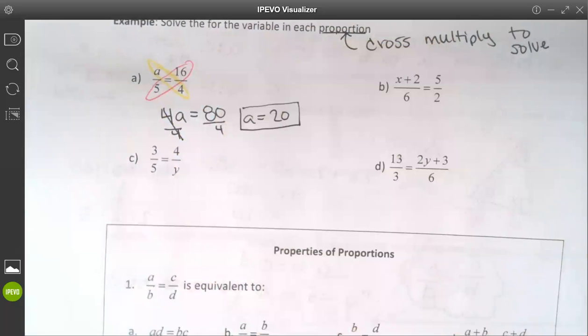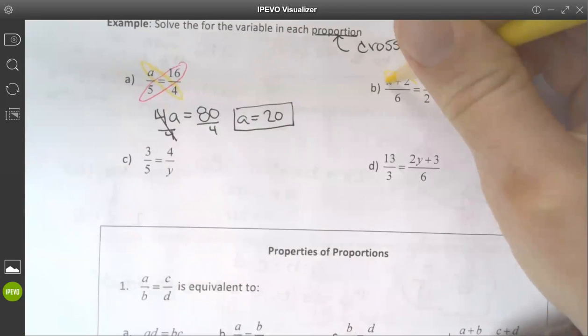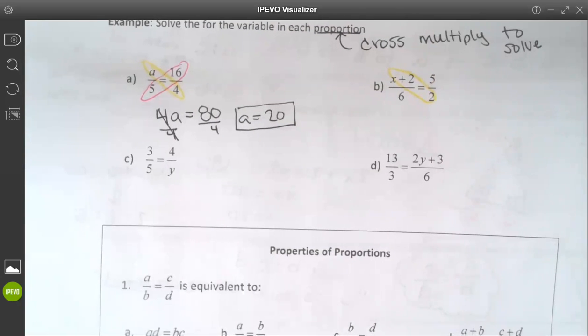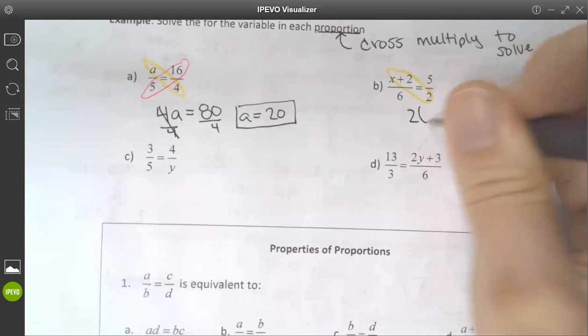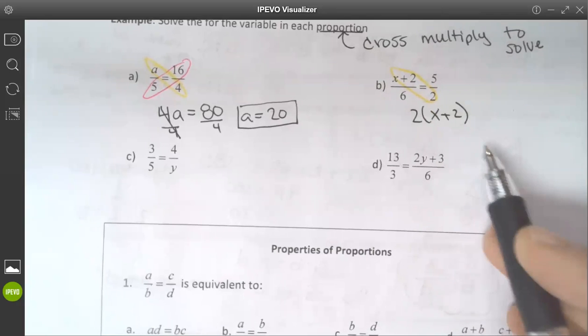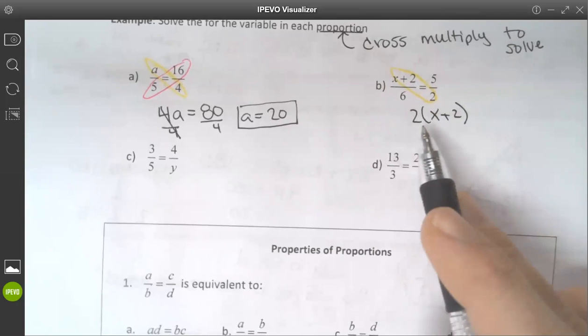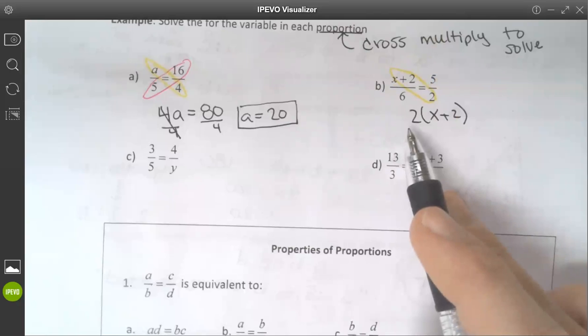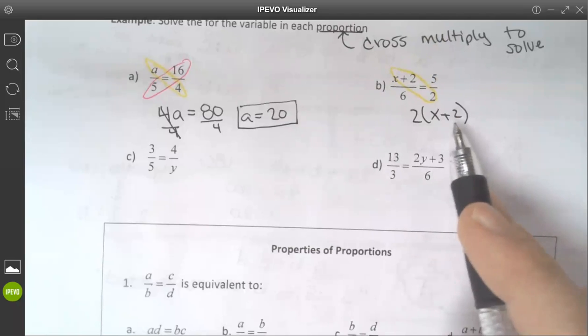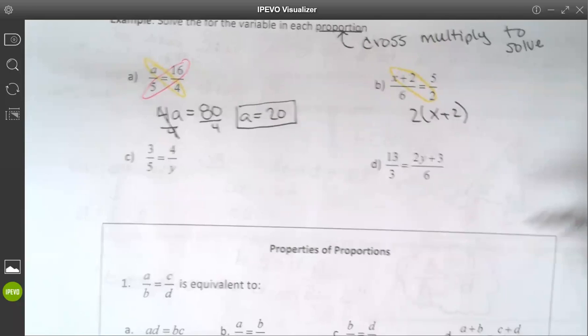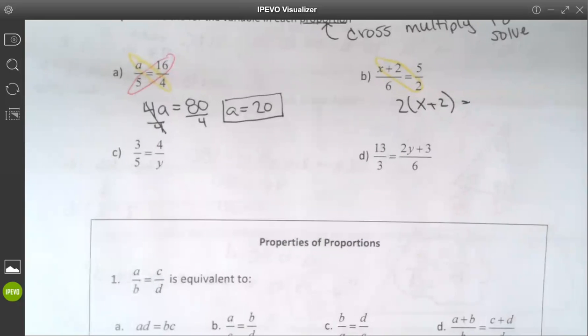Now, this is where students really mess this up. If I have more than one term, like on B, where I have 2 terms here, I have to be really careful about what that looks like algebraically. I have x plus 2, all of it, multiplied by 2. If I have more than one term, I want to put it in parentheses, and then in a minute, we'll distribute.